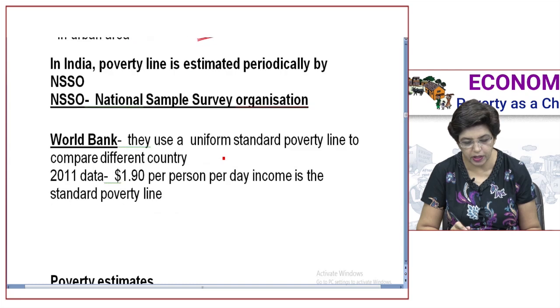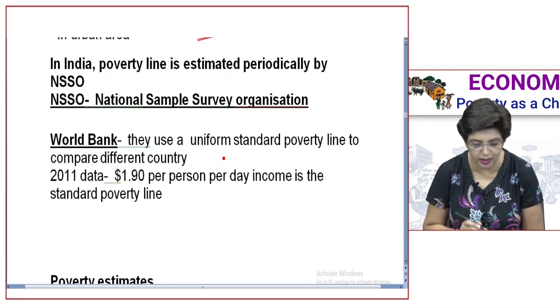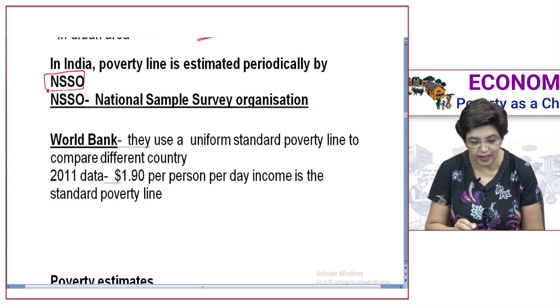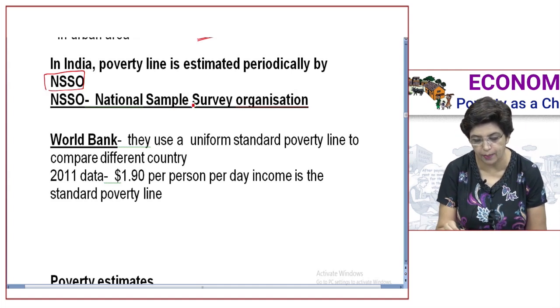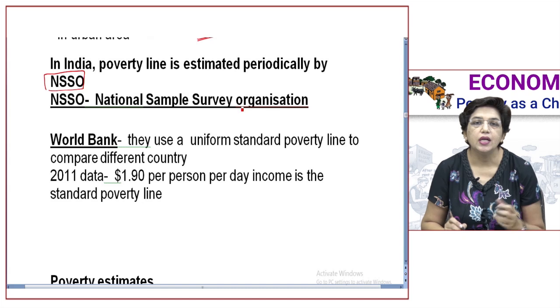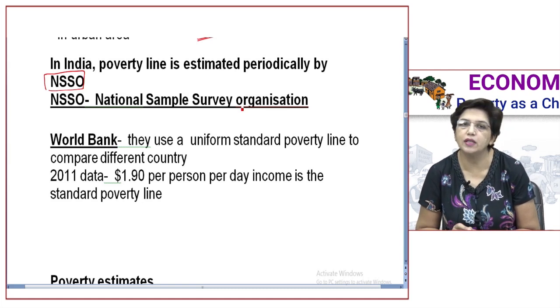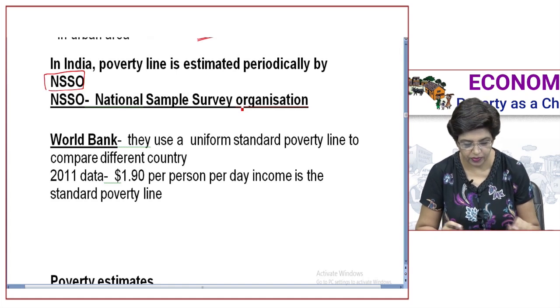So in India, the poverty line is estimated periodically by NSSO. This is a government agency, the full form is National Sample Survey Organization. They periodically do the survey, collect the samples and calculate the poverty line depending upon the present inflation rates.